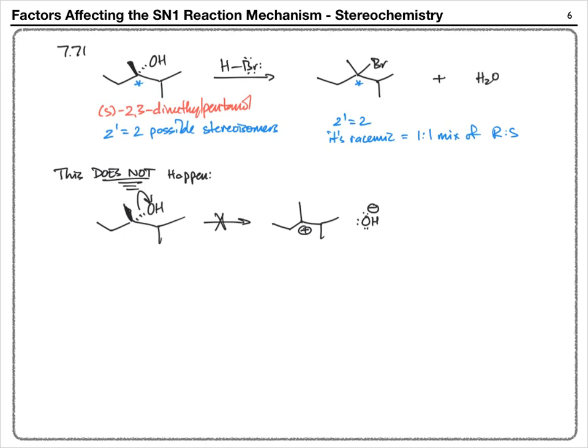Remember when we talked about leaving groupability, we were looking at pKa's of 0 to negative. So the conjugate acid of this base is water and the pKa is 16, so that's a terrible leaving group. So whenever we have an alcohol, we have to activate the OH. We do that through protonation. The alcohol is the base. It's being protonated by the HBr, so that's an acid-base reaction. Proton transfer.